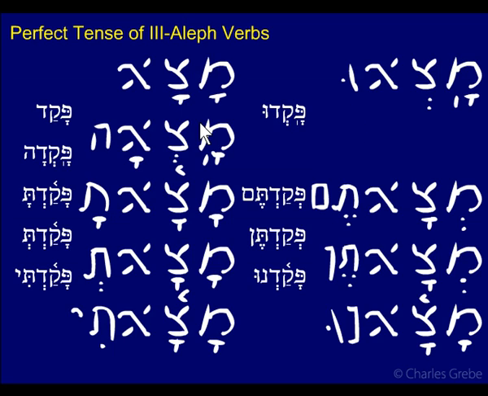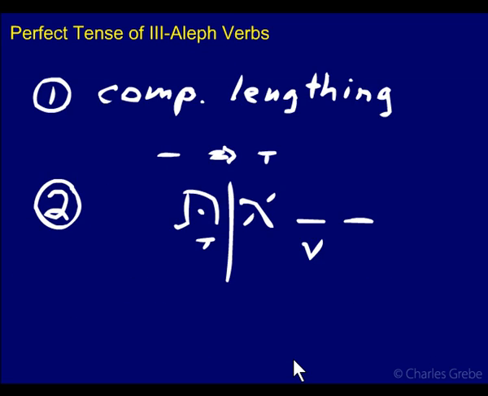These other ones, you have a lengthening of the patach to a kametz in all the second position there, the one previous to the Aleph. And if there is a tav ending, as in these ones here, and this one, then the dagesh lene disappears. So I wouldn't memorize this thing. I would just know the two rules, know the two things that happen. Compensatory lengthening and the dagesh lene disappearing in the tav. And then you can reconstruct the paradigm from the Qal Perfect.